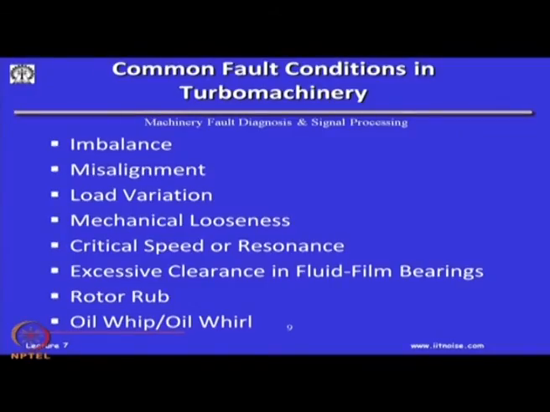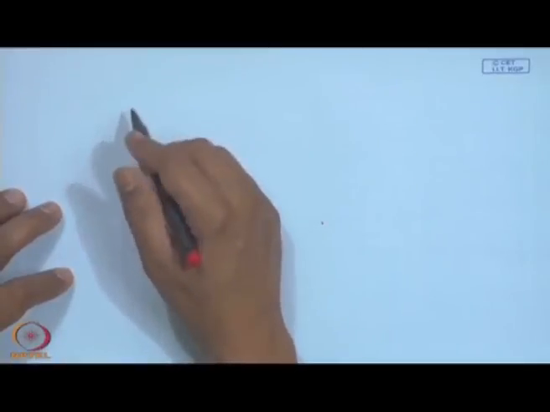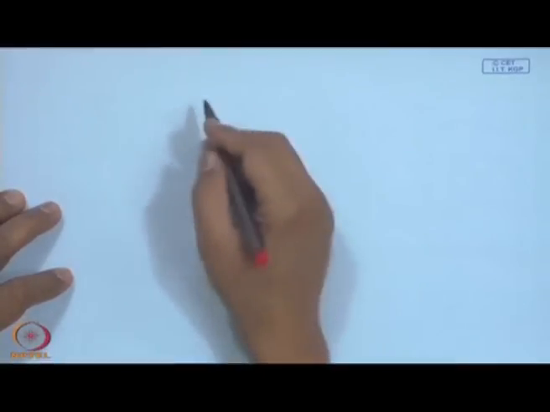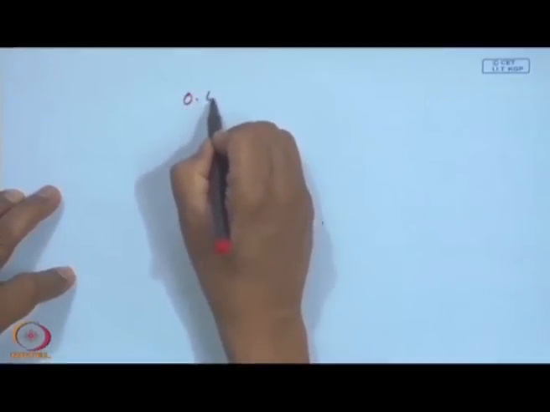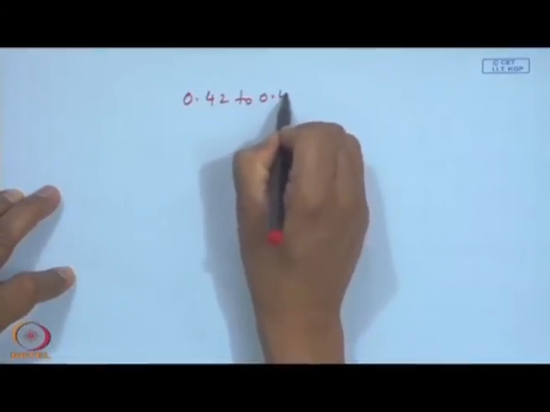Some of the common faults which occur in turbomachinery are imbalance, misalignment, load variations, mechanical looseness, critical speed or resonance, excessive clearance in the fluid film bearings, rotor rub, oil whip and oil whirling. Another important thing that happens is oil whip. For example, we are rotating at a particular frequency, and oil whirling has occurred. Oil whirling occurs at 0.42 to 0.48 f.